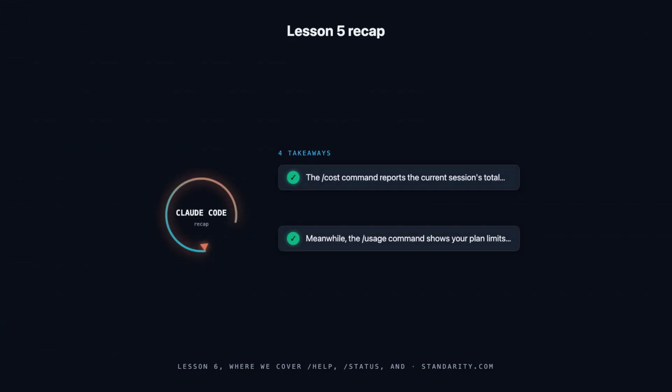Let's lock it in. The /cost command reports the current session's total cost, its token counts, and both wall and API duration, giving you a complete picture of what one session consumed. Remember that what you see depends on billing. API key users get real dollar figures, while subscription users simply see that their usage is covered by the plan.